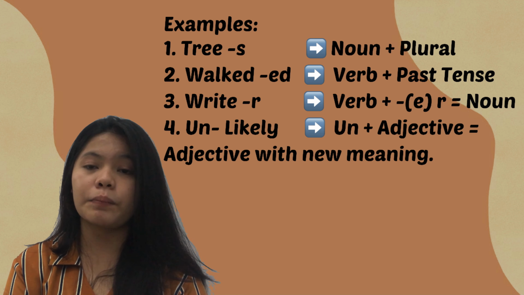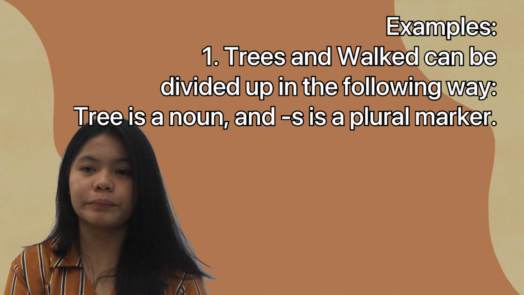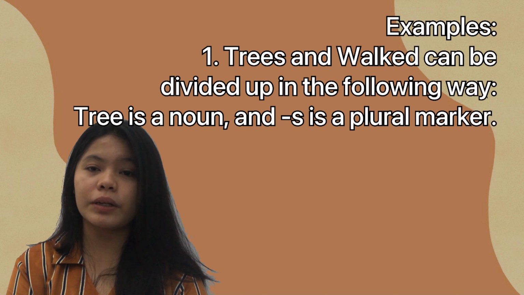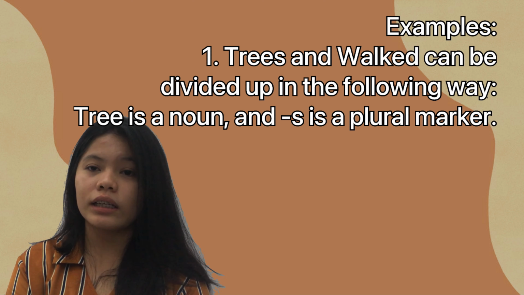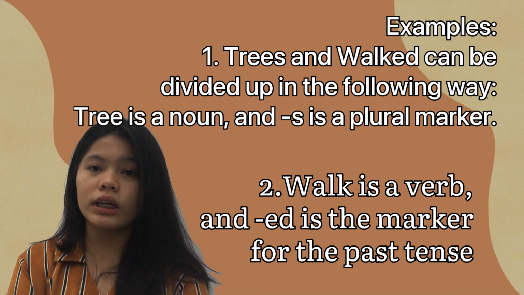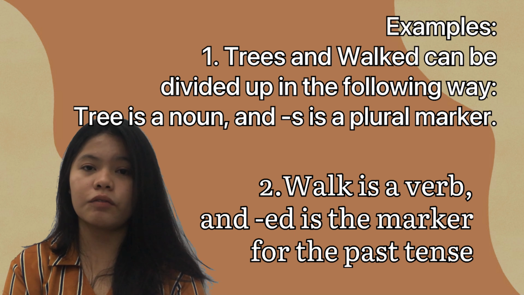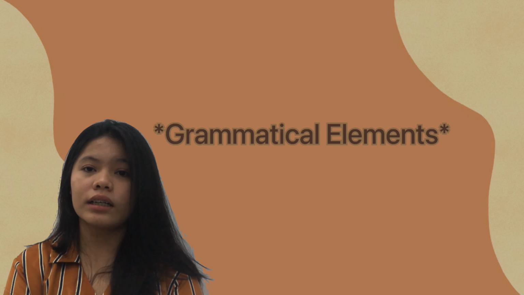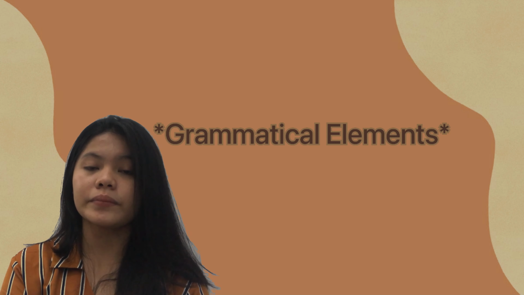Let's look at these in pairs, the first two of our examples. Trees and walked can be divided up in the following way. Tree is a noun and s is a plural marker. Walk is a verb and ed is the marker for the past tense, so these are grammatical elements. Now, the other two examples are quite different.